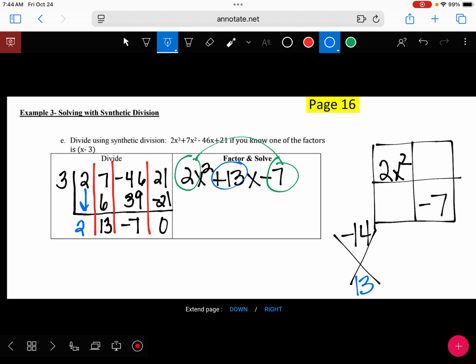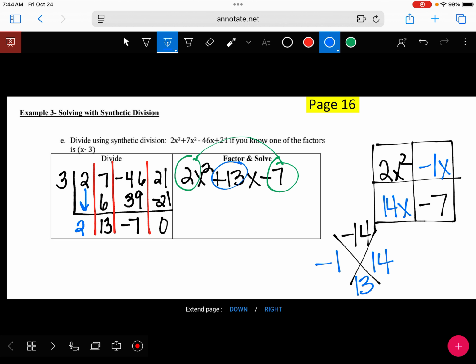So don't say it out loud, but what would be my numbers? They have to multiply to be -14, but add to give you a +13. Multiply to -14, add to +13. So since 13 is such a big number, I know that one of my numbers has to be kind of big. So which one of those am I making negative? The 1 or the 14? The 1. So we got a 14x here.